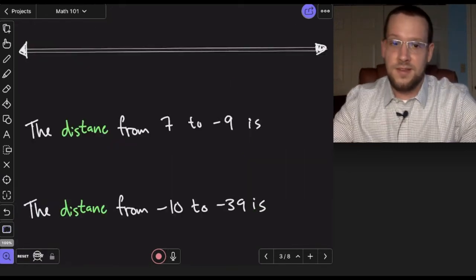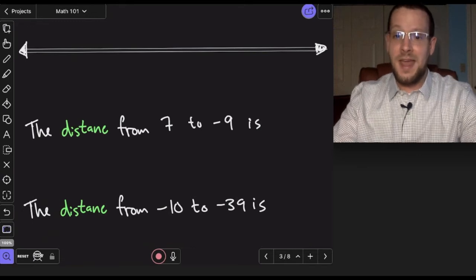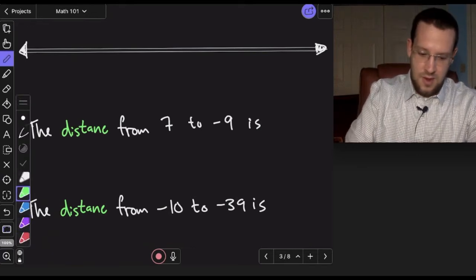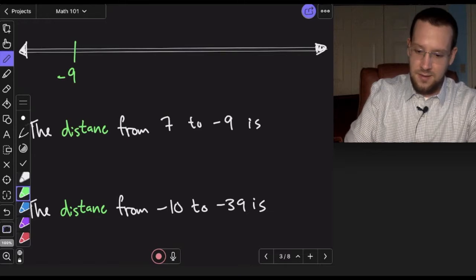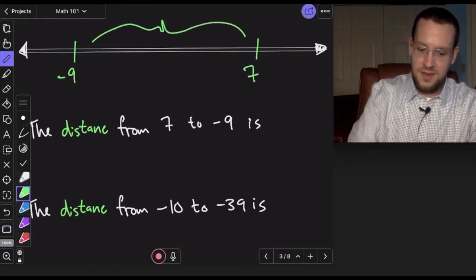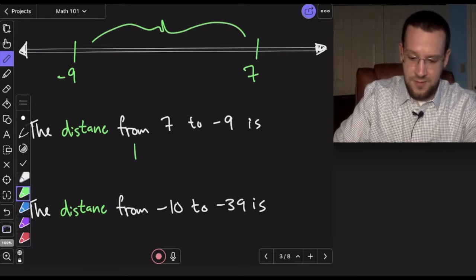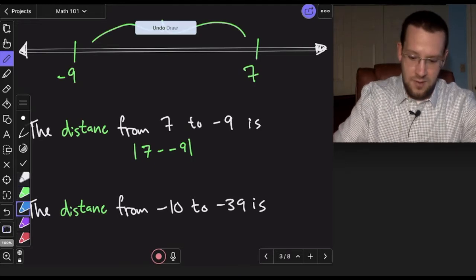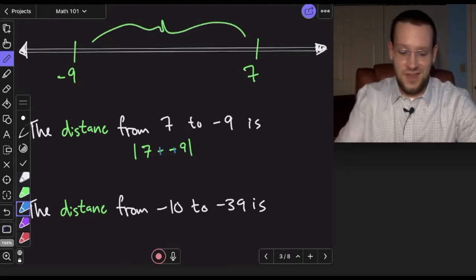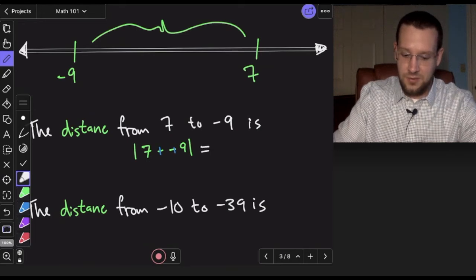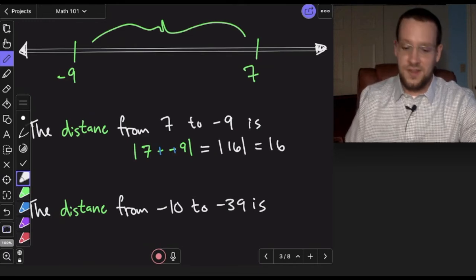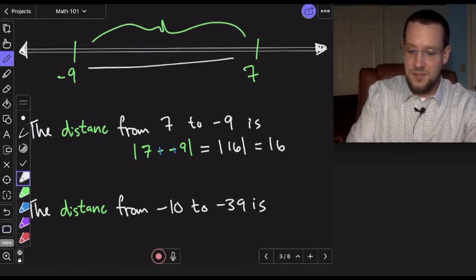Let's see what we have here. It says the distance from 7 to negative 9 is, so from negative 9 to 7, I want to know the distance between these two numbers. Distance is subtraction, so this is just going to be the absolute value of 7 minus negative 9. Remember that two negatives in a row make a positive, so this is 7 plus 9, which is equal to the absolute value of 16, which is just 16. If we look up here, that means the distance between these two numbers is 16 units.